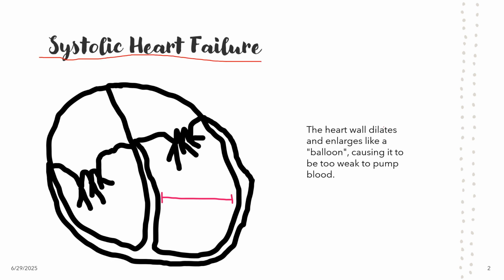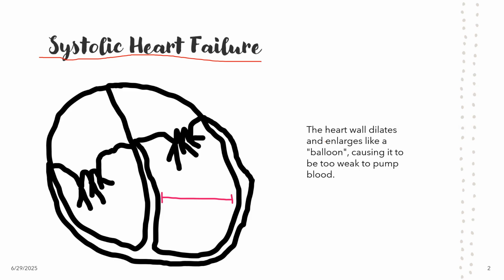Basically, the heart wall dilates and enlarges like a balloon, causing it to be too weak to pump blood. Systolic means systole, which is the contraction of the ventricles as they send blood throughout your lungs or throughout your body. Systolic heart failure means that your ventricles can't send blood. There's an issue with sending blood to the rest of the body as the ventricles contract.